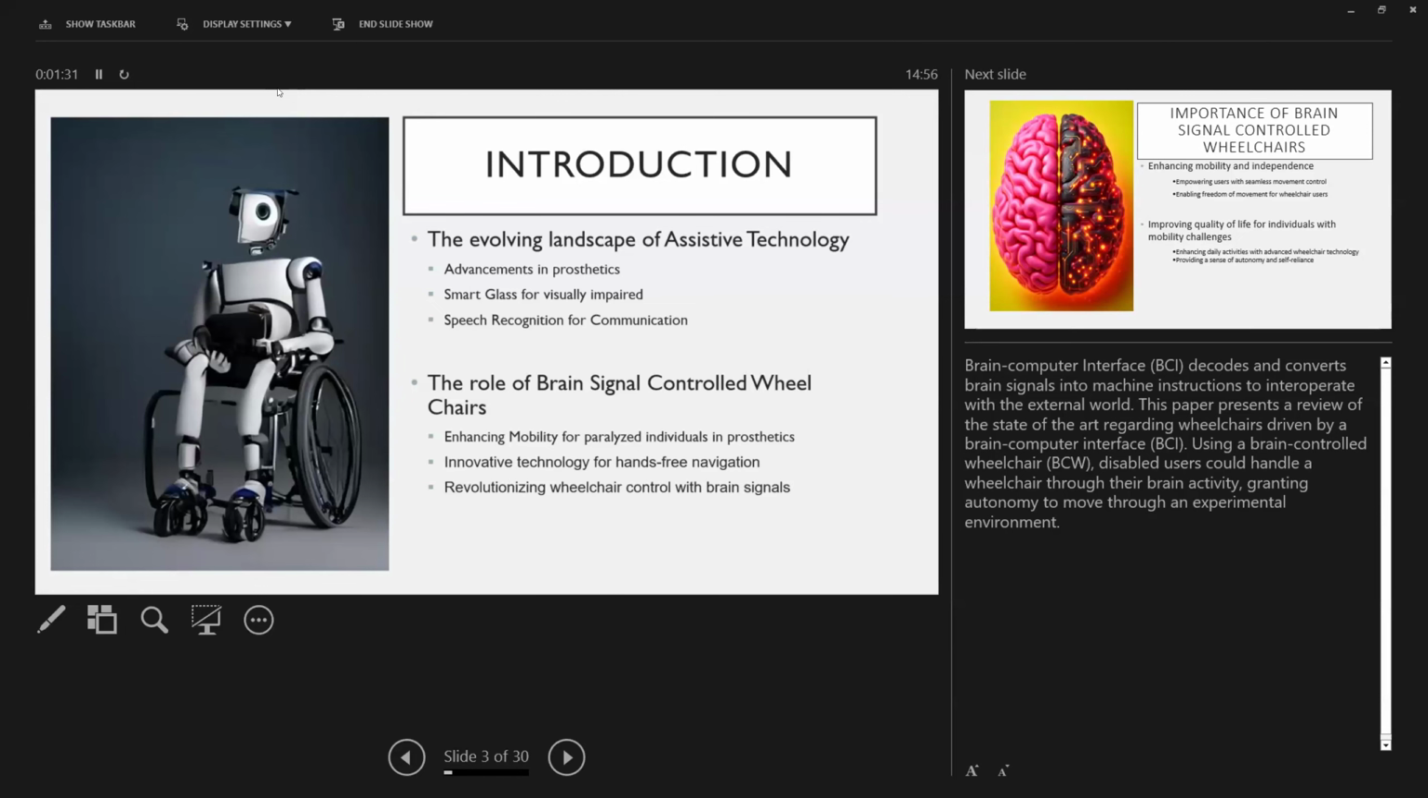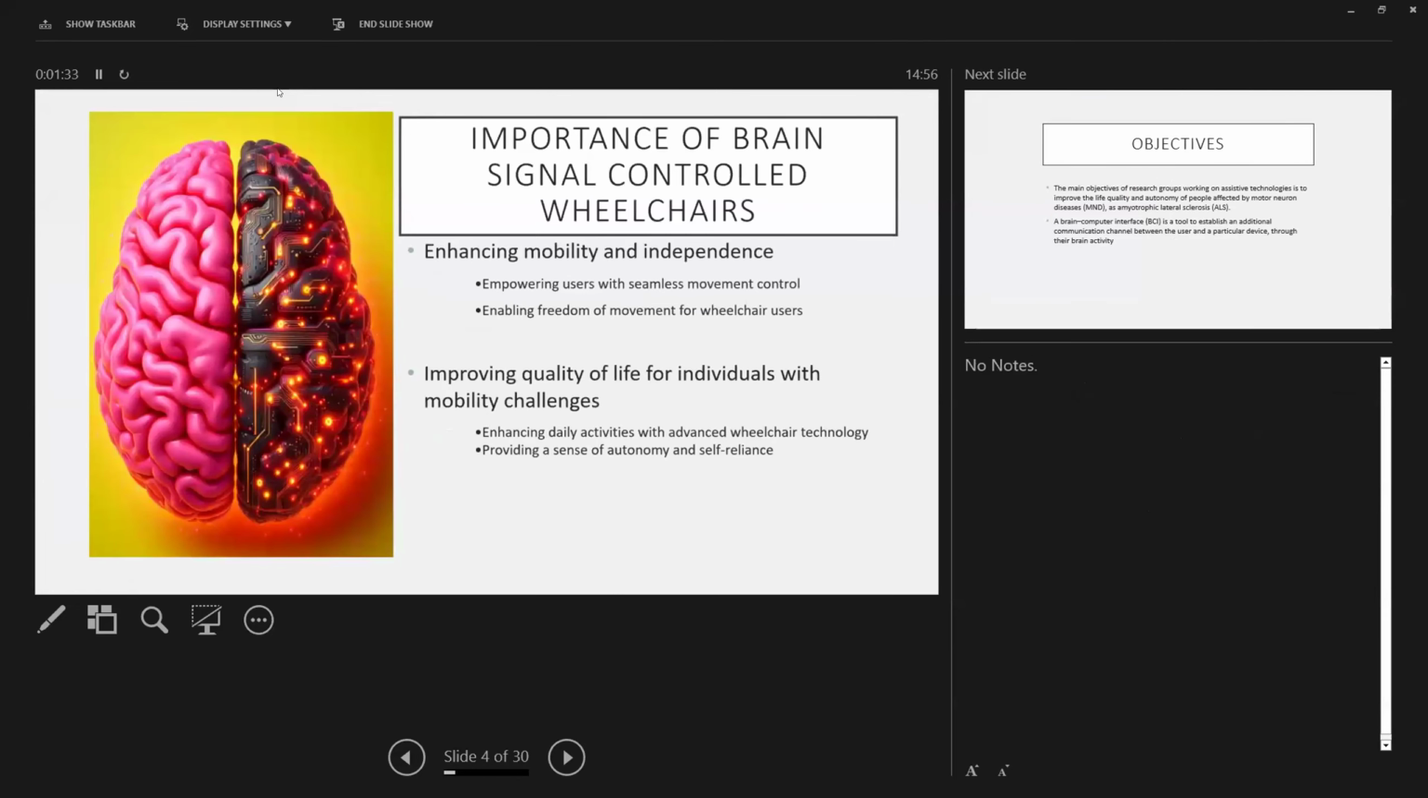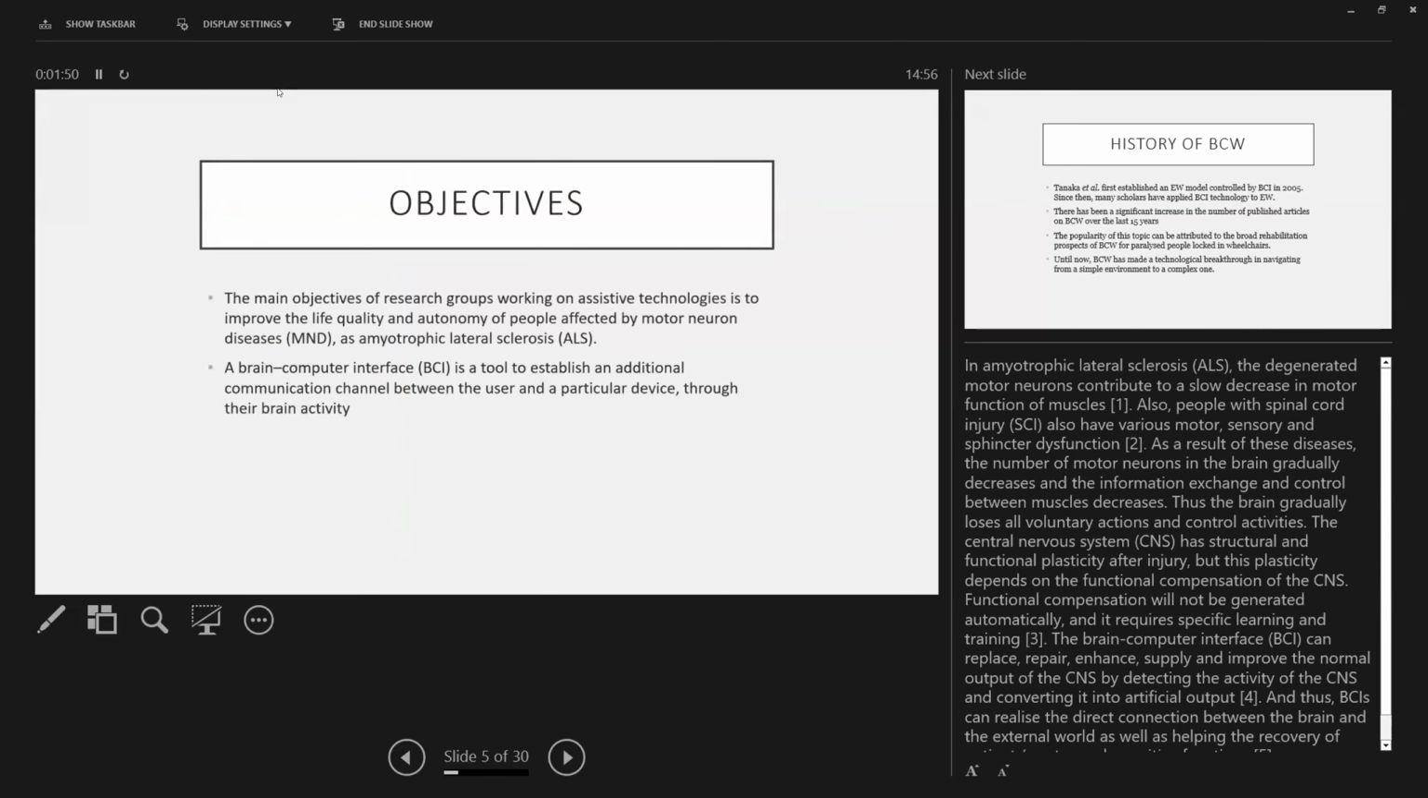The importance of the brain signal control wheelchair is the independence and enhanced mobility of the patient, and improving the quality of life of individuals with challenges in mobility. It helps in their daily activities, the movement of daily activities.